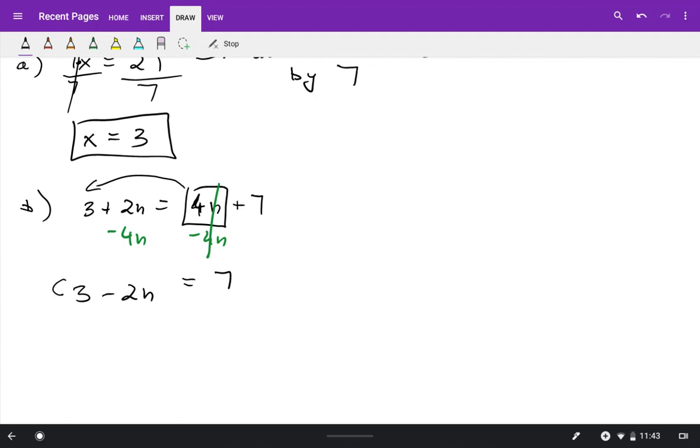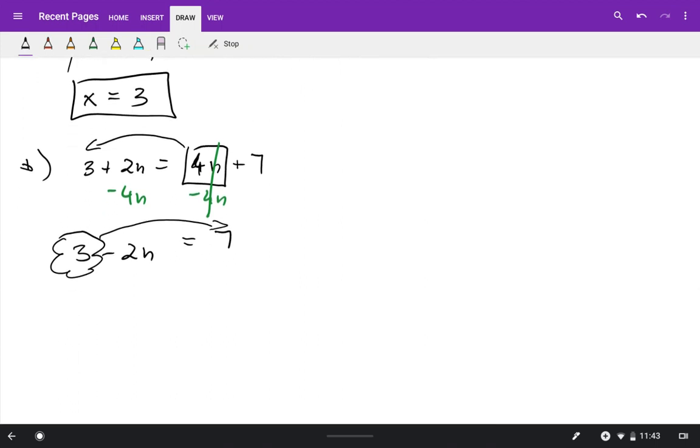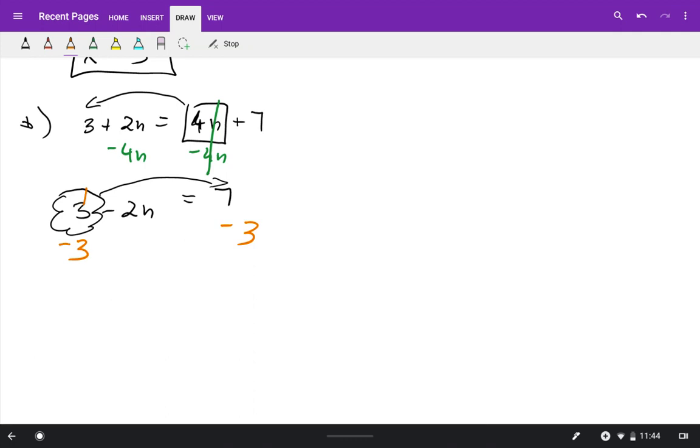So we need to move that 3 to the other side, because that's where we keep the whole numbers. Since we see positive 3, you're going to subtract 3 from both sides of the equation. That will cancel, and you will end up with negative 2n equals 7 minus 3, which is 4.